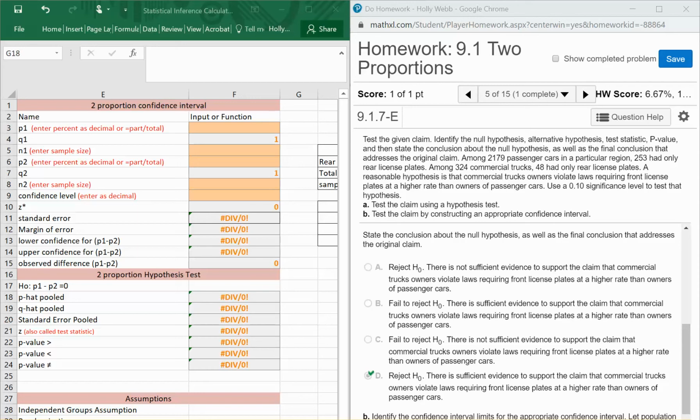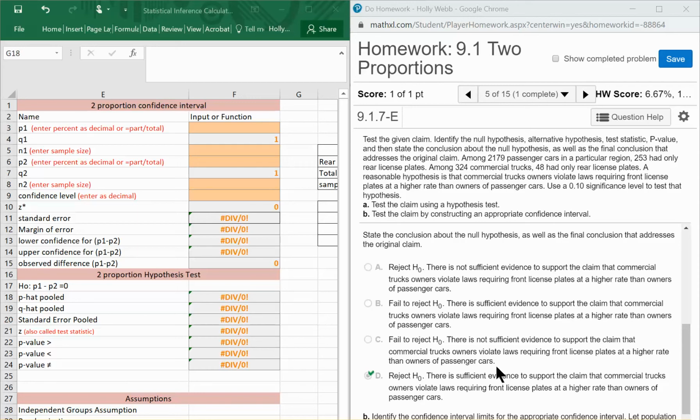Now, the situation here is that among 2,179 passenger cars in a particular region, 253 had only rear license plates. And among 324 commercial trucks in the region, 48 had only rear license plates. A reasonable hypothesis is that the commercial truck owners violate the law requiring front license plates at a higher rate than owners of passenger cars. It says to use a 0.1 significance level to test that hypothesis.